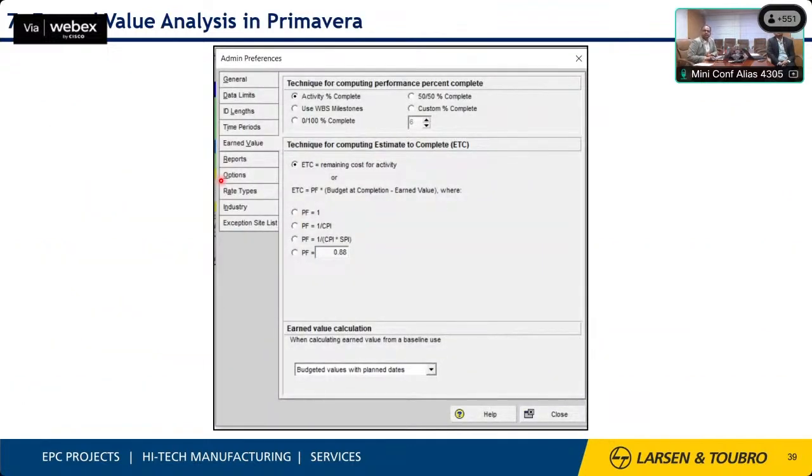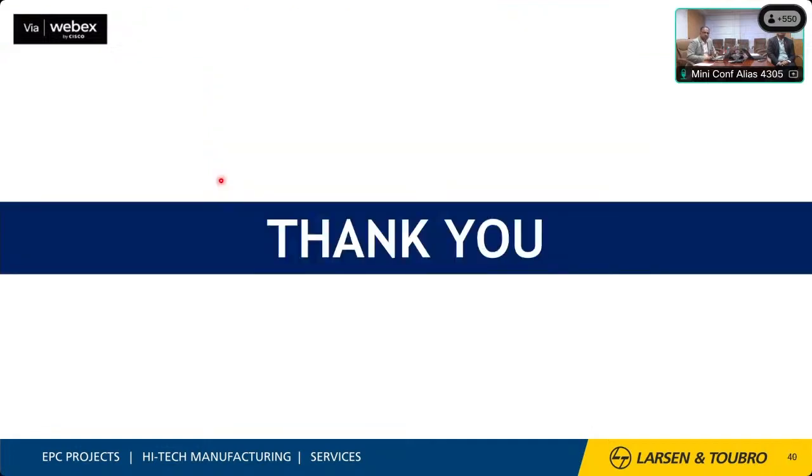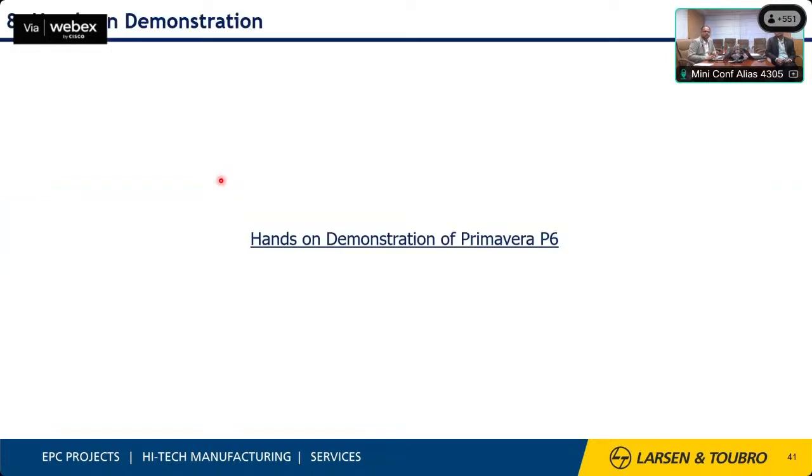These are some settings available in the program for customization of the ETC, the estimate to complete cost, where we can project the balance expenditures in the program. This is the small theoretical part which we covered.